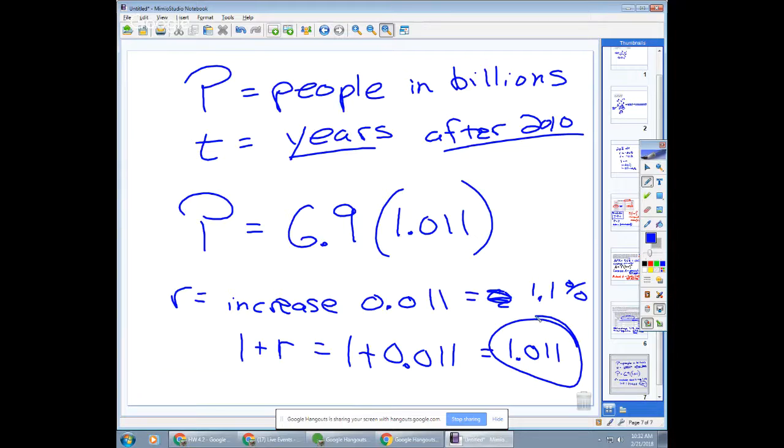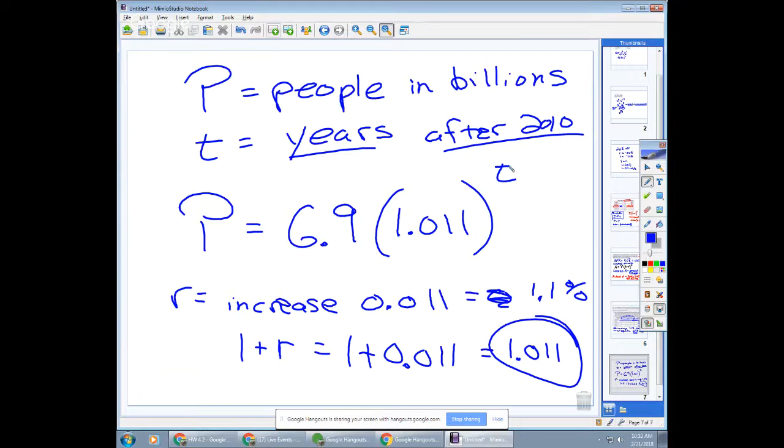What's the power going to be here? Number of years, that's just our T. Yeah, so that's the formula I can use. So if somebody says, well, what's going on in 2020? What would I plug in for 2020 for time? Yeah, it's 10 years later.